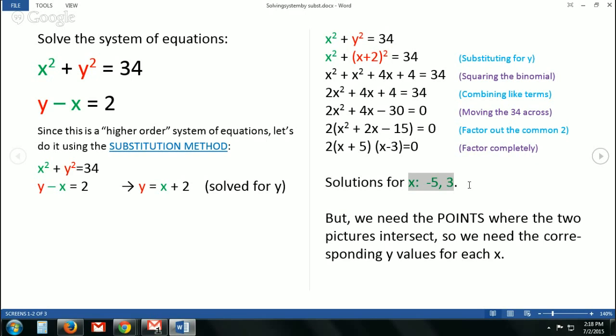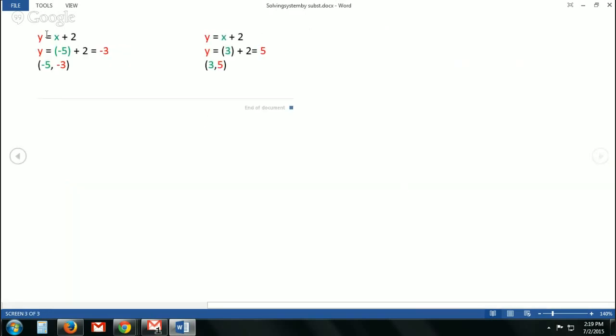So I've got to figure out what the corresponding y values will be for each of these x's, and then I need to write my answer as an ordered pair. -5 or 3, those are our x's. Let's figure out the y's. To do that, go back to where we solved for y and found that y is equal to x plus 2. If I know that x is -5, -5 plus 2 makes -3. So one of my solutions, just like we saw in the picture, is -5, -3.